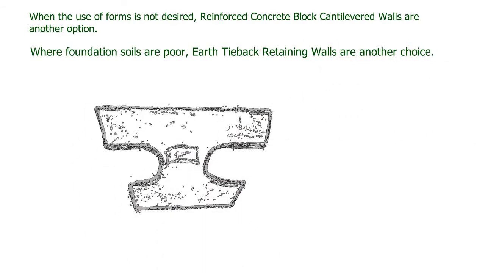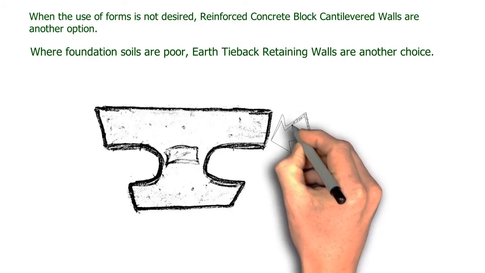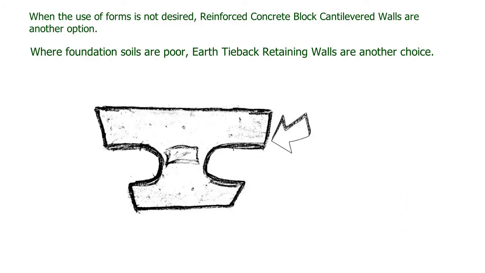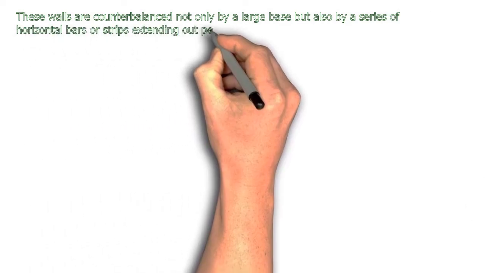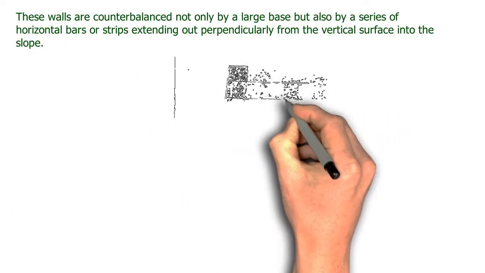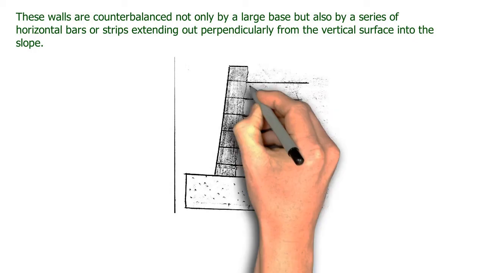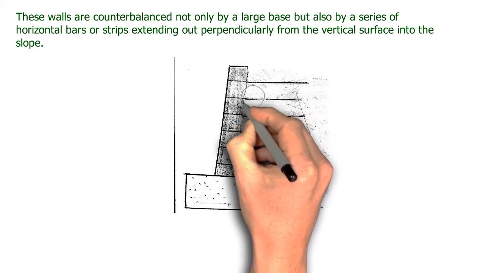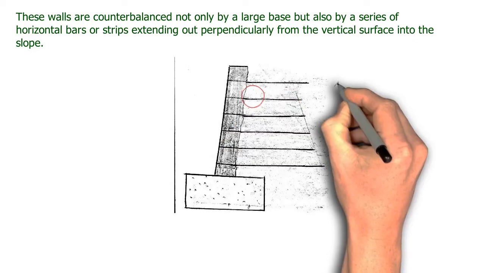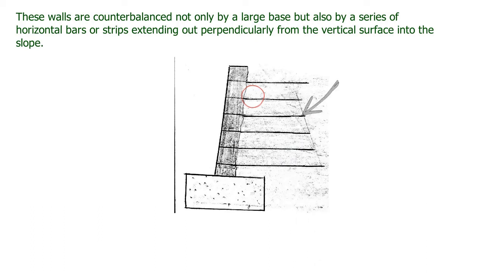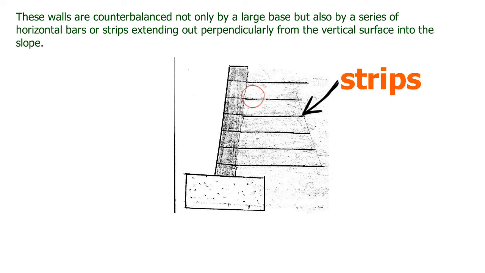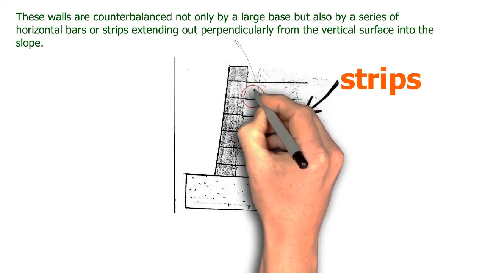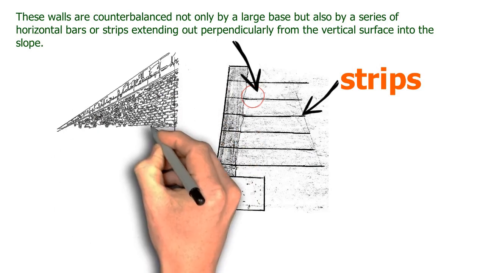And this figure is a retaining concrete block retaining wall. These walls are counterbalanced not only by a large base but also by a series of horizontal bars or strips extended out perpendicular from the vertical surface into the slope. In the red circle, the strips are perpendicular to the vertical, you can say the bars of the retaining wall.